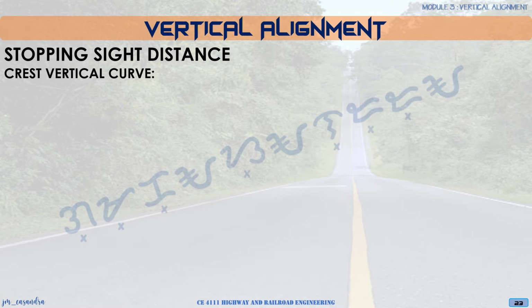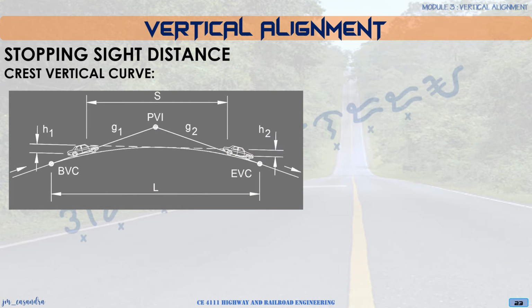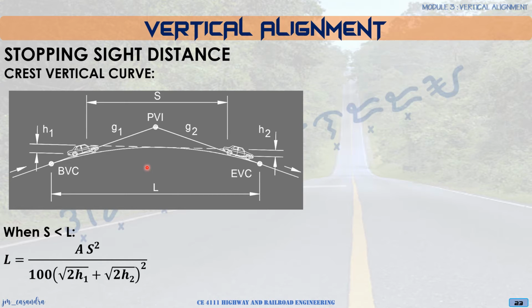So for crest vertical curve, we have the stopping sight distance. So the stopping sight distance S now, comparing to L, we have two cases. So the first one is when the value of the sight distance is lesser compared to the length of the curve. We now compute for L as equal to A times S squared divided by 100 times the square root of 2h1 plus the square root of 2h2 quantity squared. Or this could also be another case wherein S is greater than L.